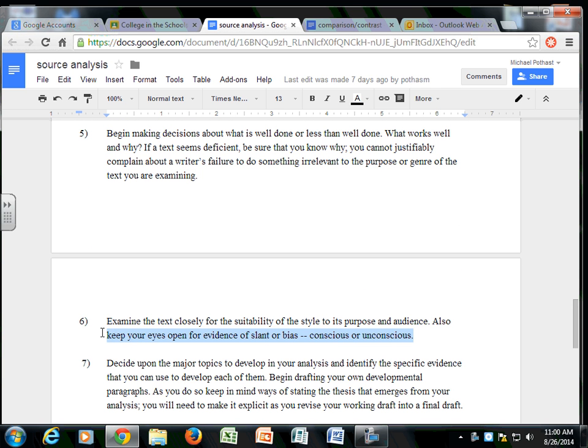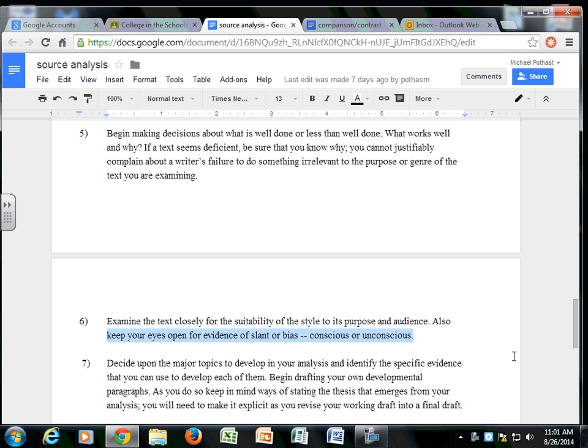Number 6. It's the last part here that I really want you to think about. It says keep your eyes open for evidence of slant or bias, conscious or unconscious. Obviously, if you look something up, you need to be looking into potentially who the author is. Sometimes they give you a bio of the person. I'm sticking with this topic just because it's happening right now while I'm doing this lesson, the whole turmoil in Iraq. If you read an article that was written by a former military person, there's potential for bias both ways.